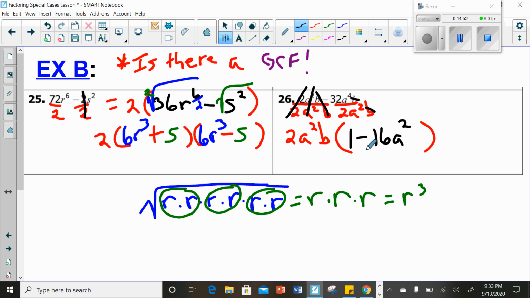Then look inside here. This is the difference. 1 is a perfect square because remember, 1 times 1 is 1. So you can take the square root of 1. The square root of 1 is 1. And this, of course, is a perfect square. So we've got 2a squared b, and then this is going to factor into a plus minus pattern. So the square root of 1 is 1. And the square root of 16a squared is 4a.